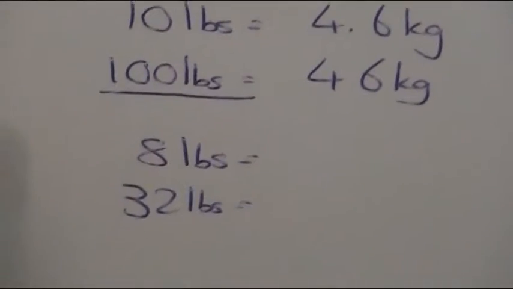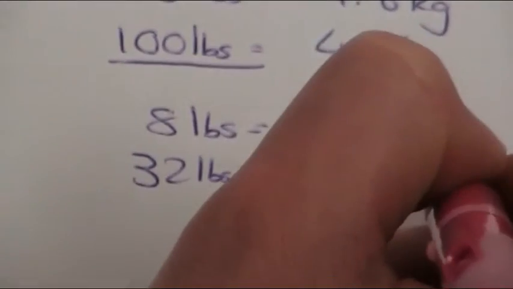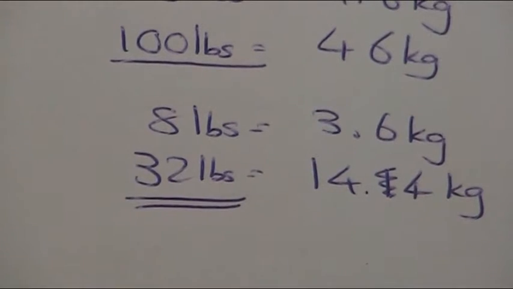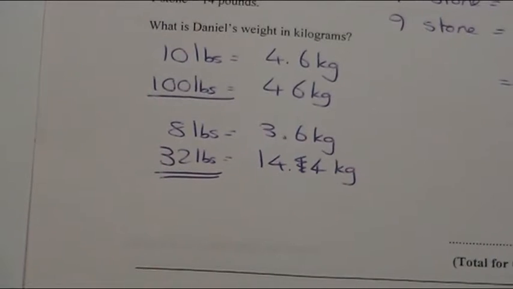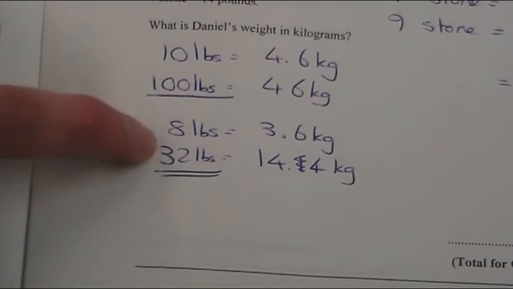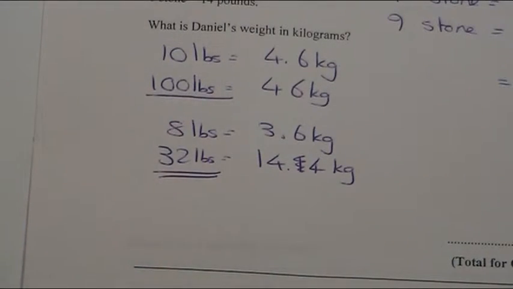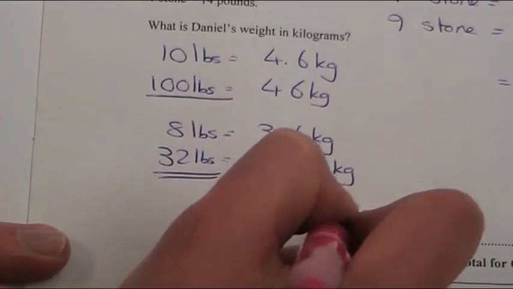So 8 pounds is 3.6 kilograms. If I times that by 4, you have a calculator, so nothing to worry about, is 14.4 kilograms. So to make our total of 132 pounds, you can see it's this one plus this one, which is 46, plus 14.4, which is a grand total of 60.4 kilograms.